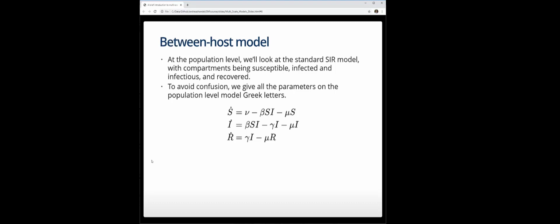Just to make sure we can distinguish the scales, I've used Greek letters for all the parameters here. So we know the population level model has the Greek parameters, and the within host model has the standard Latin ones. But you can use whatever you want for the parameters. So at this stage, they're independent.